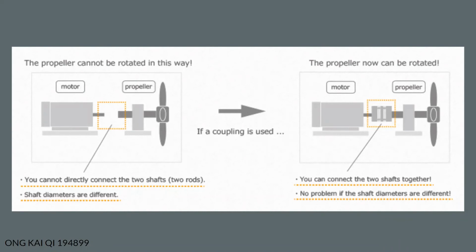As you can see from this picture, it shows that the motor cannot be directly connected to the propeller as the two shafts have different diameters. So if we use a coupling, then we can connect the two shafts together, even though the shaft diameters are different.